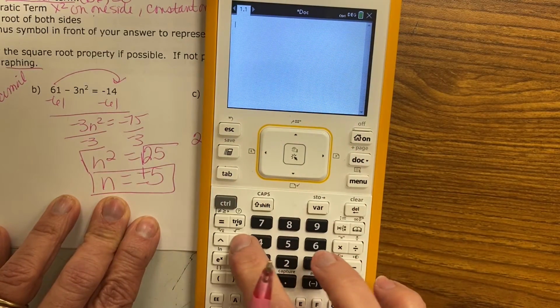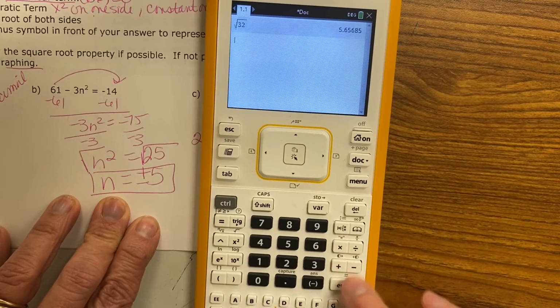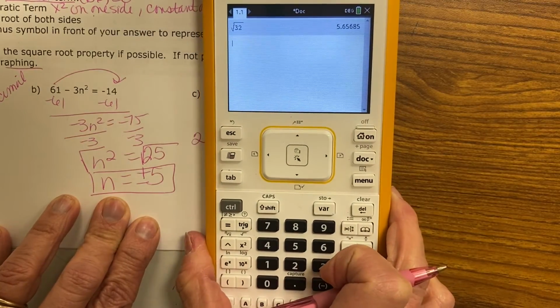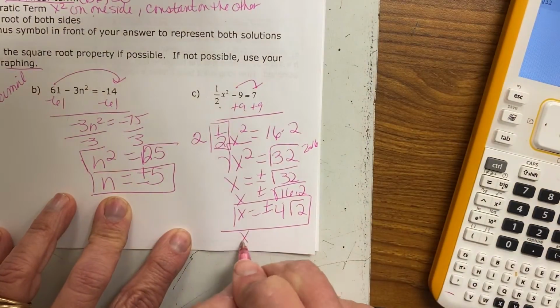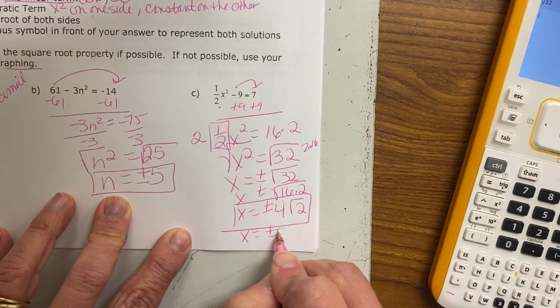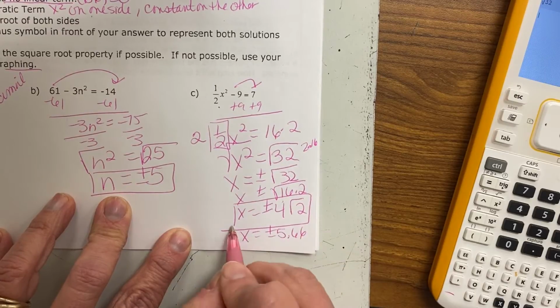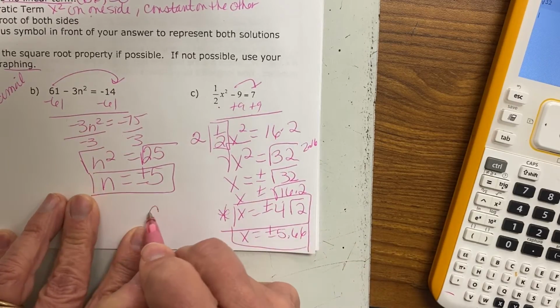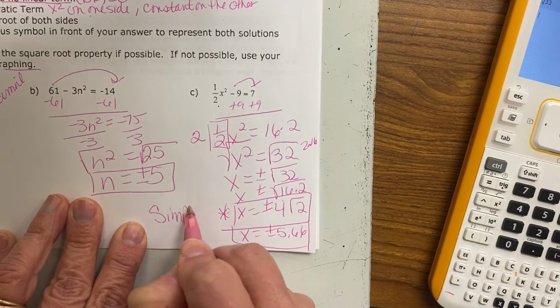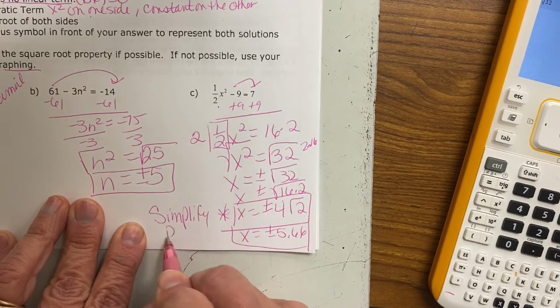Square root of 32 to get a decimal, and that is going to be 5.66, plus or minus 5.66. So we have both the decimal and the simplified radical. So if you can, you simplify the radical.